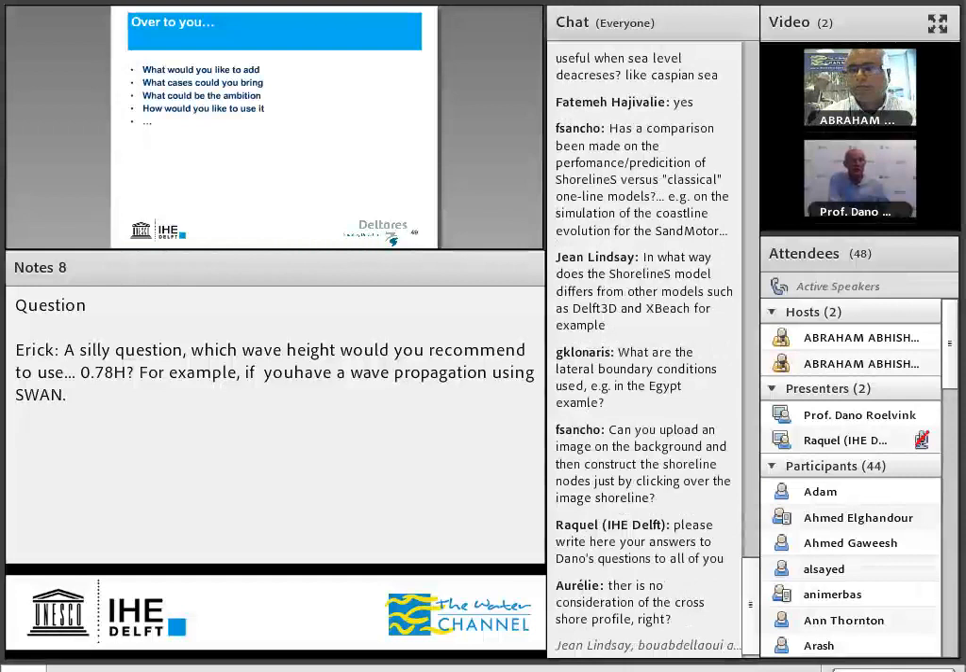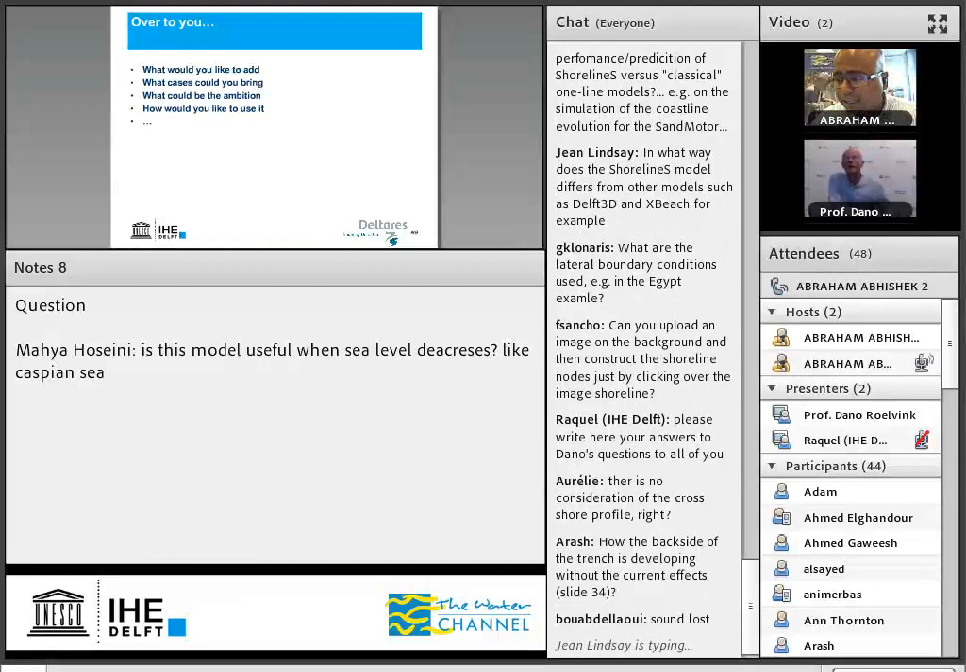Okay. Excuse me. Question from Maya Hosseini: is this model useful when sea level decreases, like Caspian Sea? Yeah, that's an interesting question.